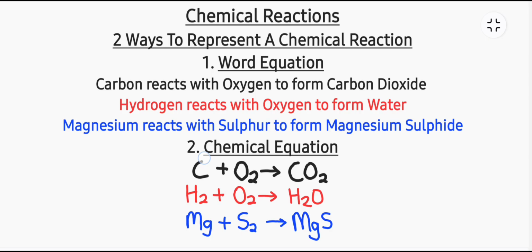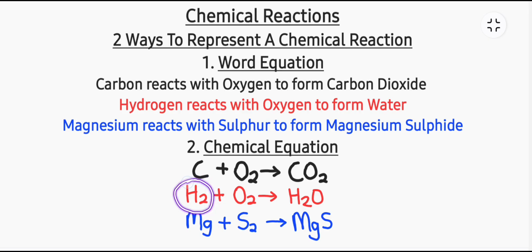Now let's go over it. Carbon is 1 on the left, and carbon is 1 on the right. So it's balanced for carbon. I have two oxygens and two oxygens, so it's balanced for oxygen. Now I'll move to the other one.